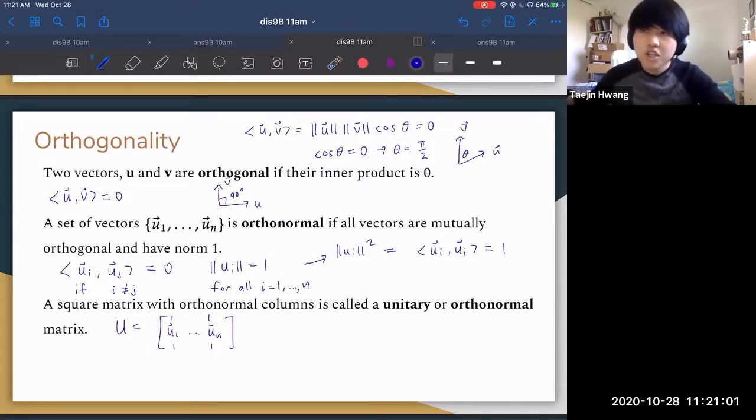So any questions about orthogonality and unitary matrices?